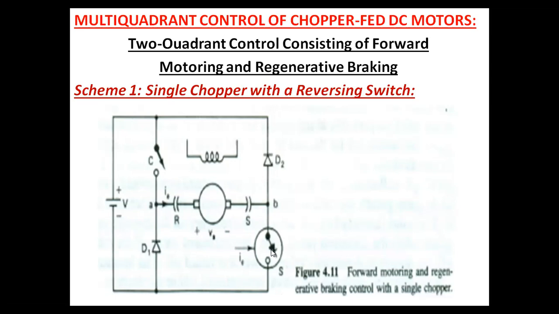So when the switch is on, during the on period of switch S, the induced EMF will force a current through the path consisting of the armature, S, D1 and the field.